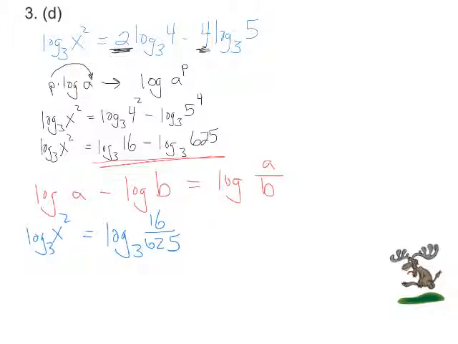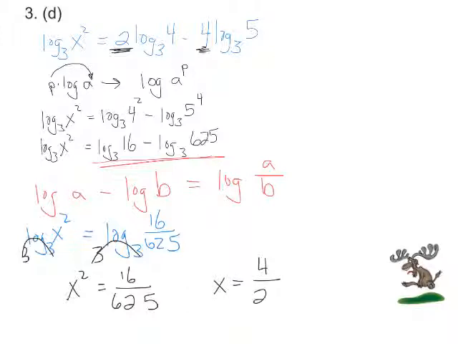Alright, so now what we have is two logs, one on each side of the equation, and the base is the same. So effectively I can cancel them out. One could say I exponentiate both sides, make them the exponents, and the log and the 3 cancels out, and we get x squared equals 16 over 625. And if I square root both sides, I get x is equal to 4 over 25.